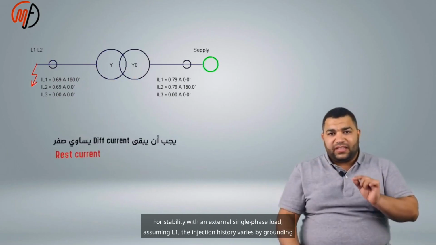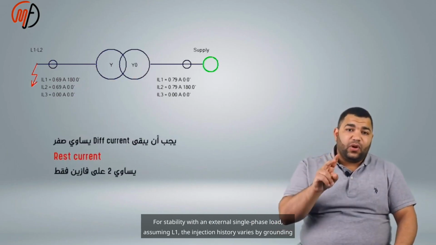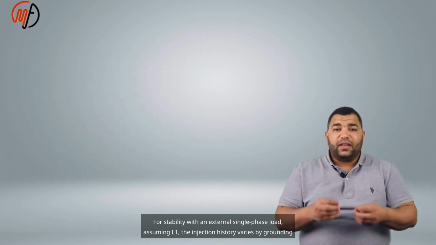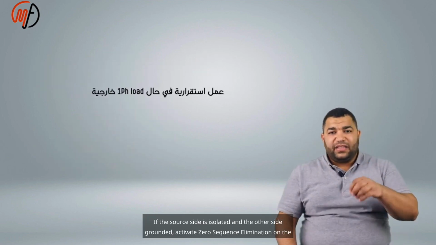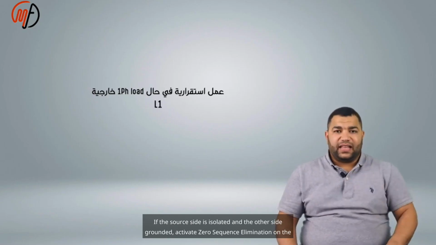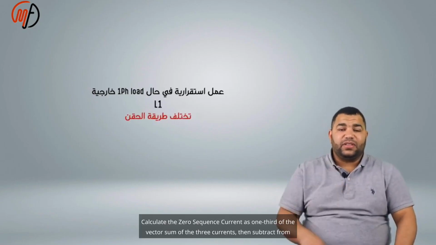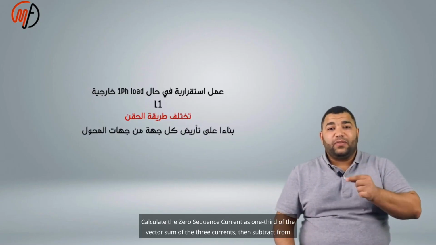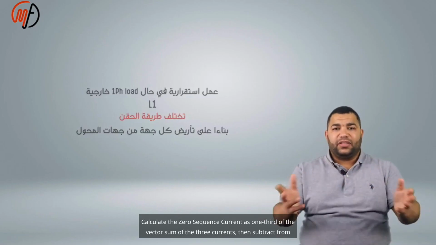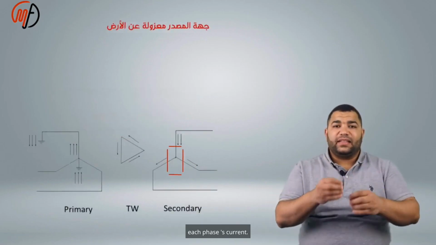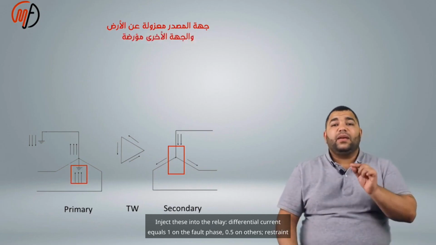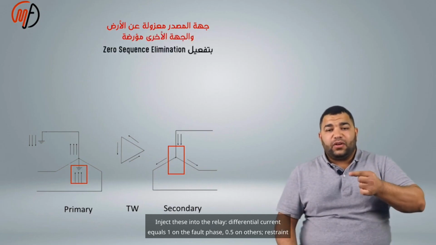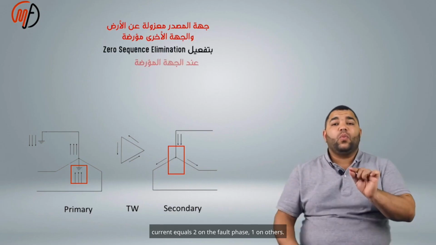For stability with an external single-phase load, assuming L1, the injection varies by grounding method. If the source side is isolated and the other side grounded, activate zero sequence elimination on the grounded side. Calculate the zero sequence current as 1/3 of the vector sum of the 3 currents, then subtract it from each phase's current. Inject these into the relay. Differential current equals 1 on the fault phase, 0.5 on others. Restraint current equals 2 on the fault phase, 1 on others.